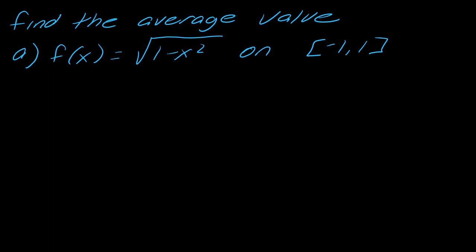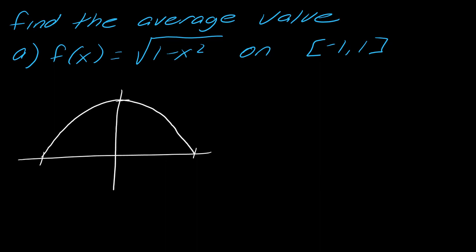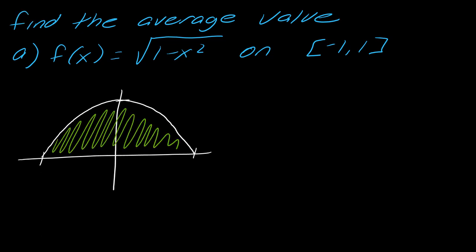So if you have to find the average value without actually knowing an integration formula, the way you would do this is you could just graph it and find the area of the picture. So let's see. This is the square root of 1 minus x squared. This is actually the formula for a semicircle. So I need to figure out the area of this, just the area of a semicircle.